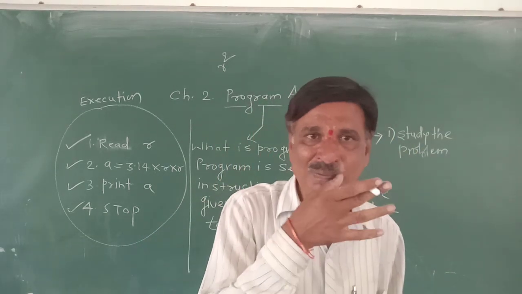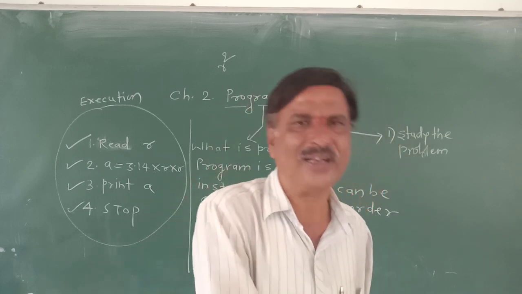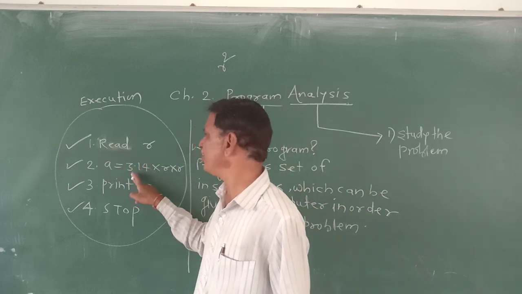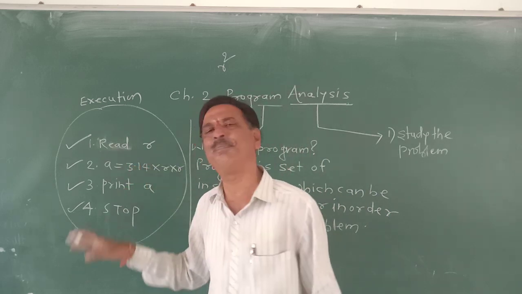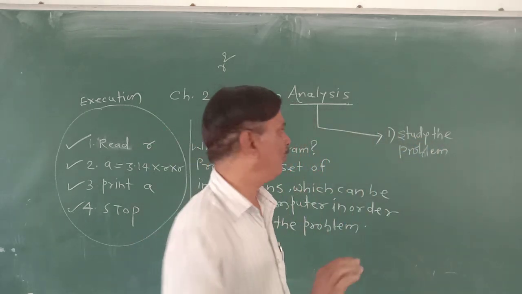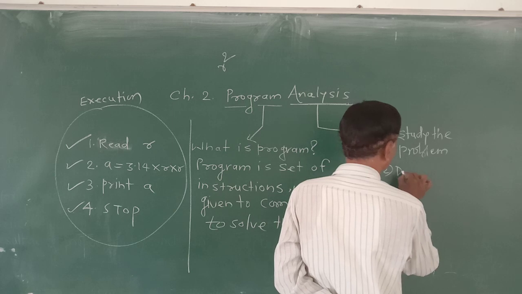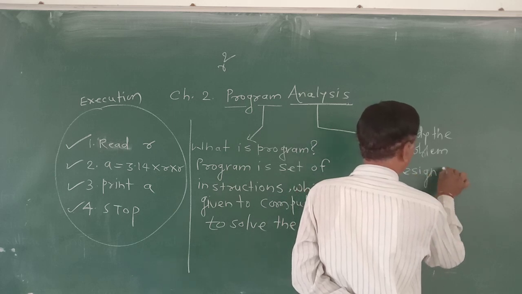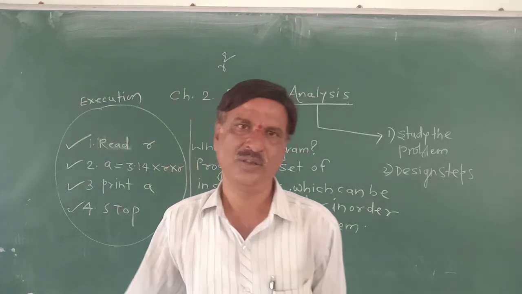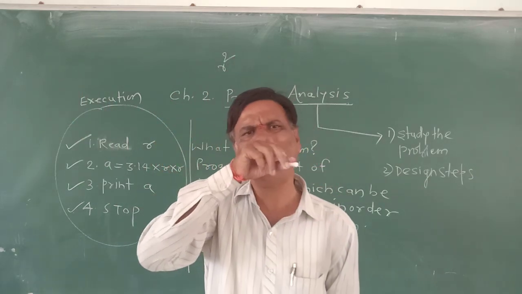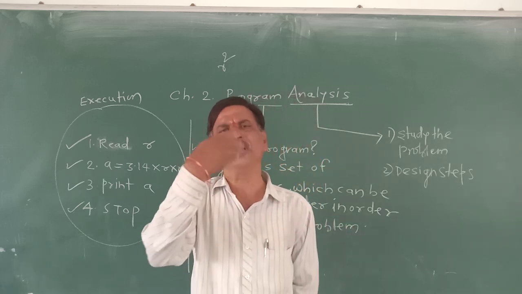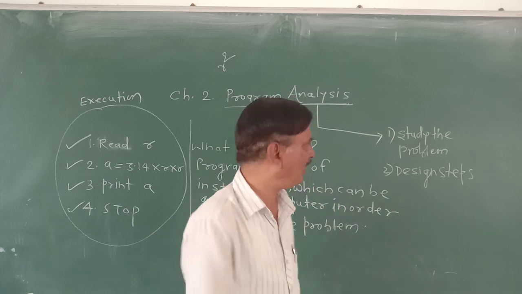And if we study the problem, understand the problem, and the problem is decomposed, we can say input is r, processing is 3.14 into r into r, and print is the output. So we can come to the conclusion of input, process, and output. And after that, write down the design steps like this. So design steps are nothing but before you write a program for computer, write them in our language, in simple form. That are design steps.